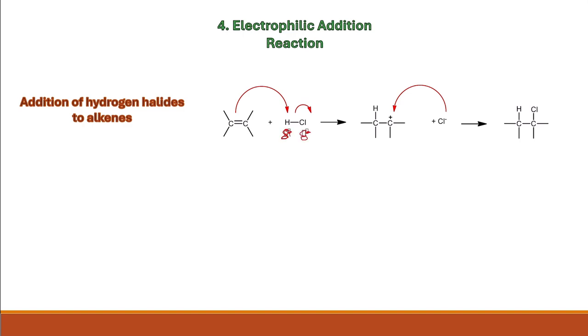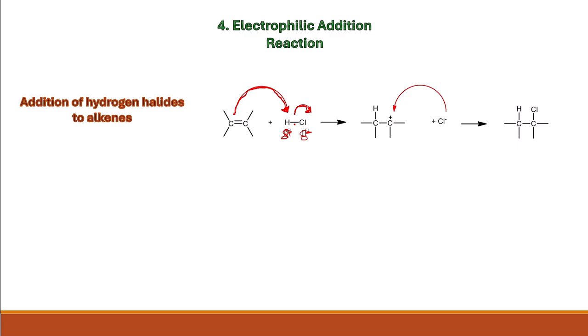The chlorine is partially negative, as we know. And then we have the electron-rich double bond. The electrons will attack the electrophile, the partially positive hydrogen in the hydrogen chloride. At the same time, the bond between the hydrogen and chlorine must break. So there is another curly arrow that shows the breaking of the bond, where the electrons will only move to the chlorine to make the chloride ion.